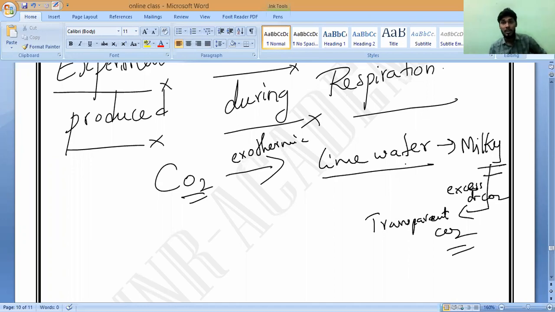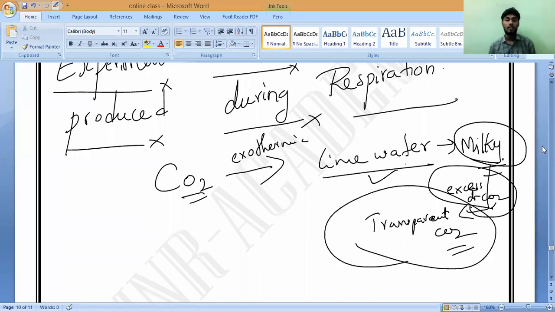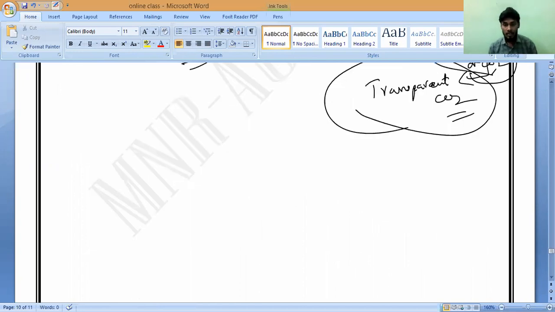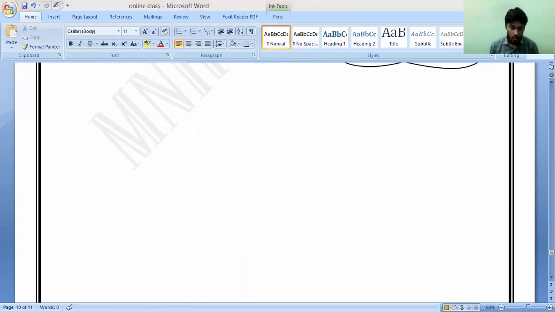This is the experimental method. All of you should remember the experimental method of testing whether carbon dioxide is releasing or not in any reaction. We pass the gas through the lime water. If it turns milky, then that is called carbon dioxide releasing. Even if we pass excess carbon dioxide, again it will turn into a transparent substance. That is what indicates that carbon dioxide is released. Do you all understand? Yes or no? Yes, sir.